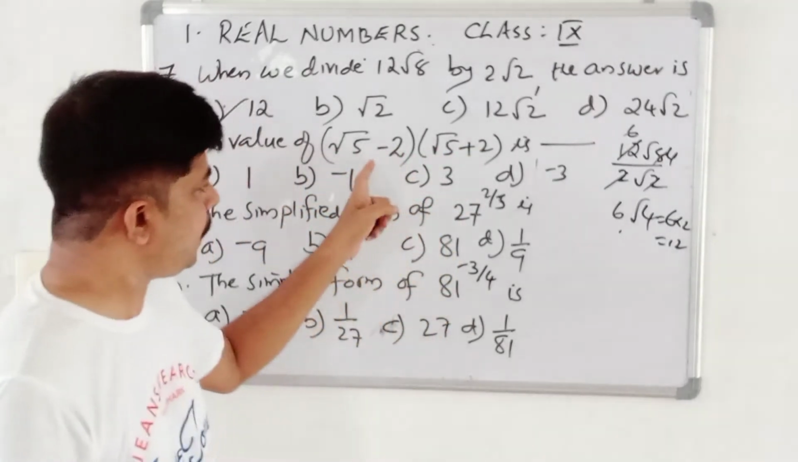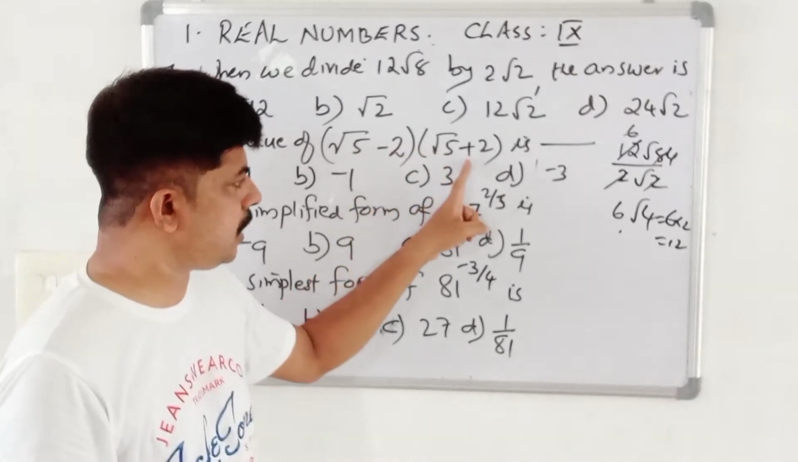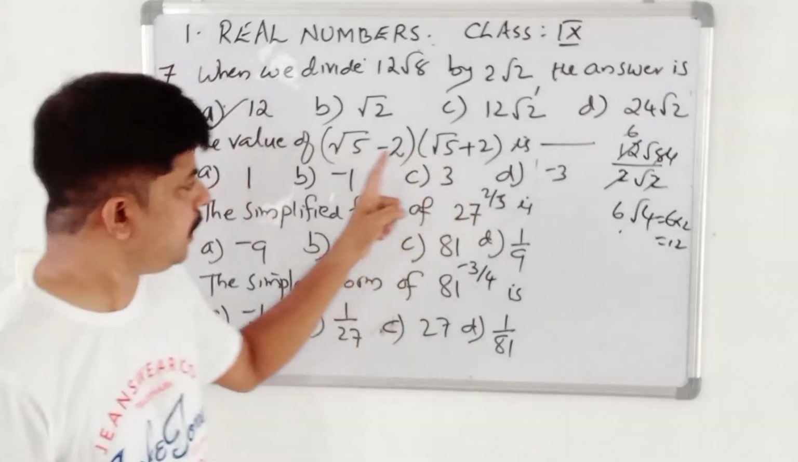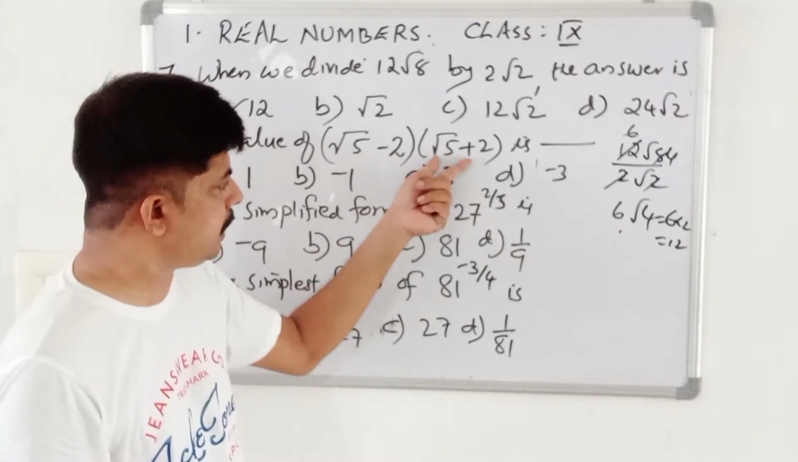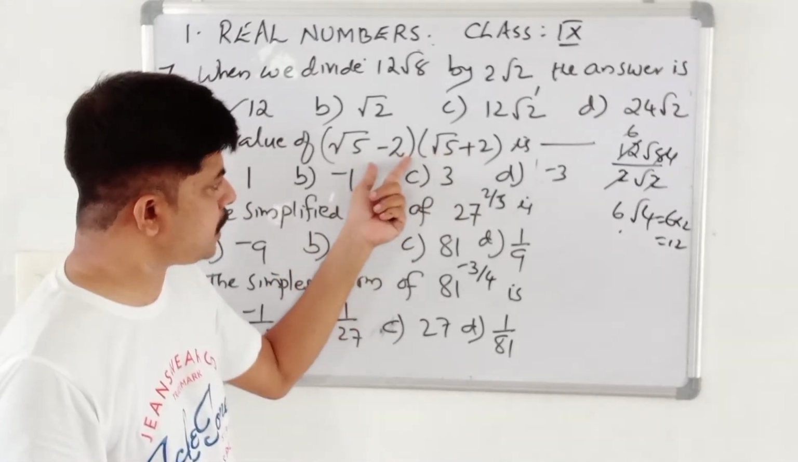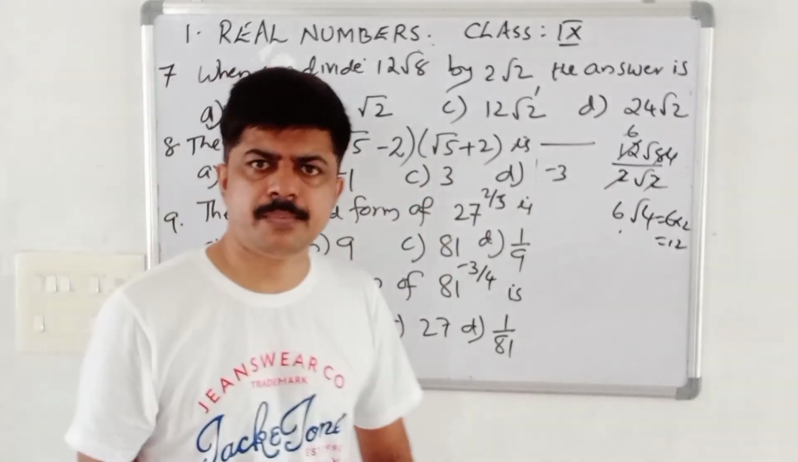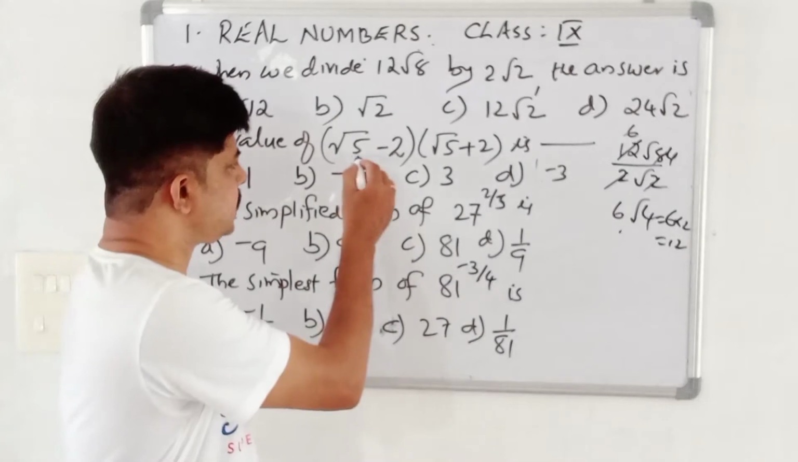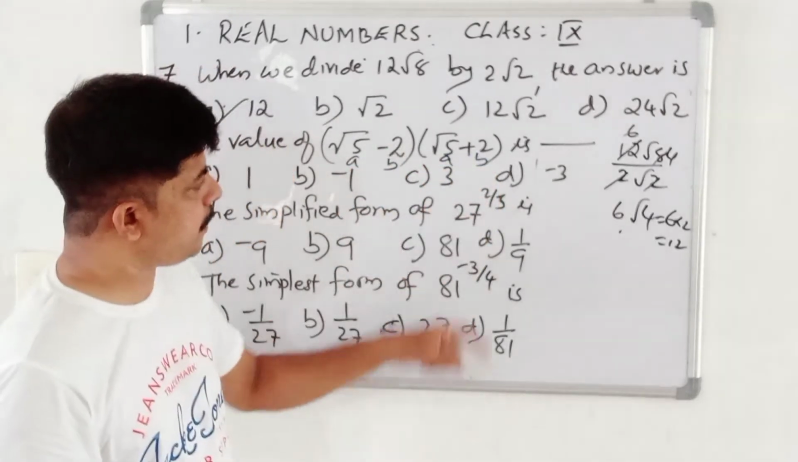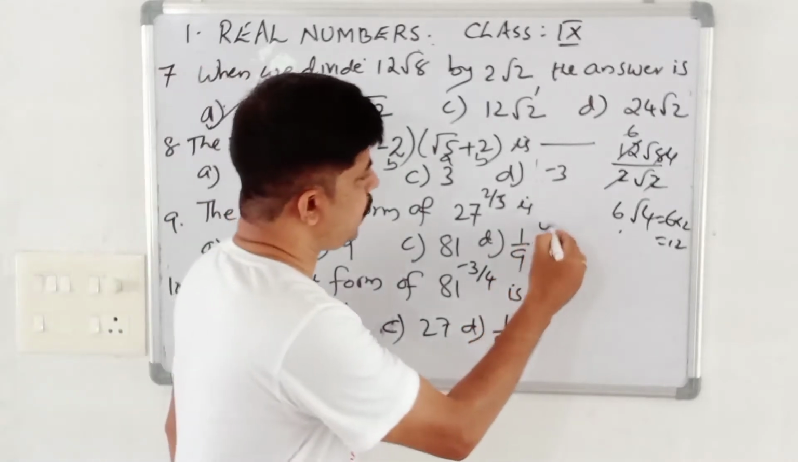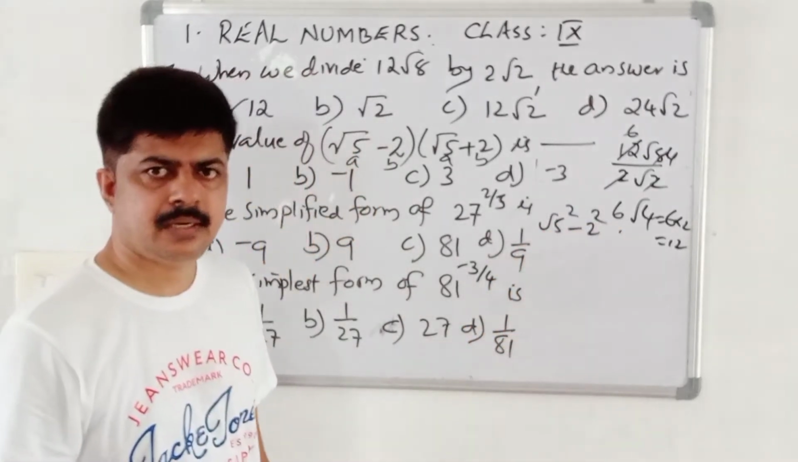Okay, we have to open the bracket. We have to find the value of the product of these two radicals. When you multiply this, we know that this is of the form (a minus b)(a plus b). How will you do (a minus b)(a plus b)? Consider this is a, this is b. (a minus b)(a plus b) means we can write a square minus b square.